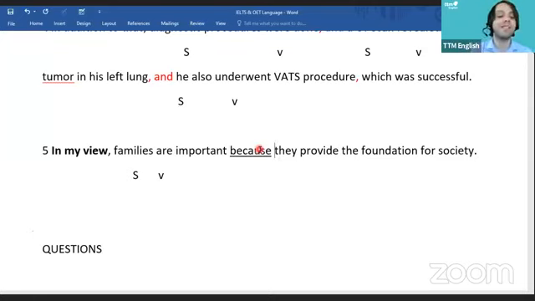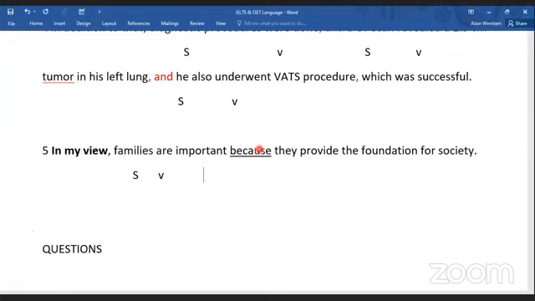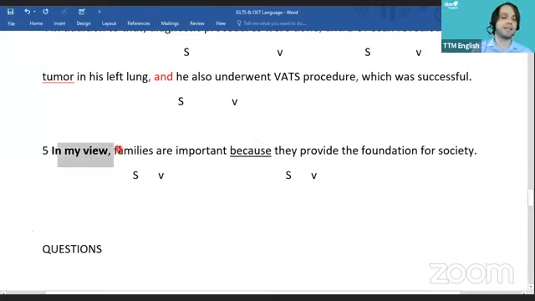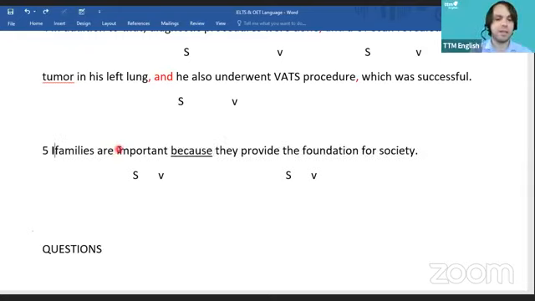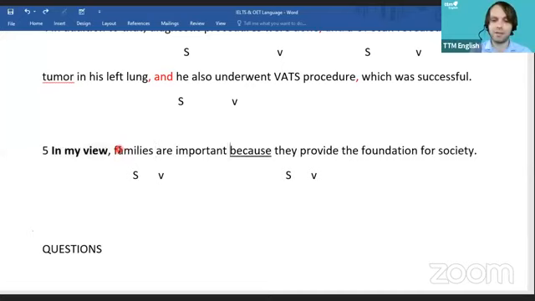Come on, is this a simple sentence or a complex sentence or a compound one? I think it's complex. Is it complex? Compound. No, compound. Remember, guys, it would be complex if I said something like although, if families are important, yeah. And then that, right? This is a compound sentence.